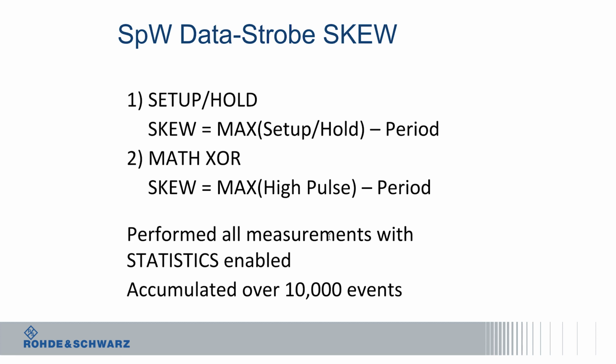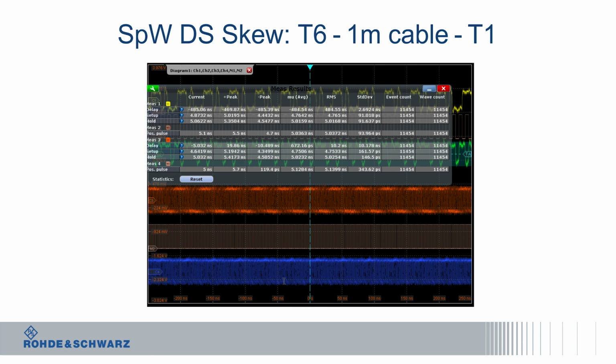And all these measurements we perform with the statistics enabled on the scope, and usually we accumulate over 10,000 events in order to have some good statistics. Here's an example of how the screen looks. We cannot see the signals behind, but we can see the measurements here. You have the setup and the hold that was mentioned before for channels 1 and 2, and you have here the positive pulse. So it measures the maximum value, the minimum value, average, RMS, and so on. And below here you have the same measurement but for channels 3 and 4. So by doing this you can collect and know, for your link, how much skew you have.